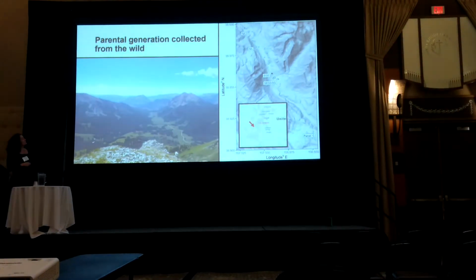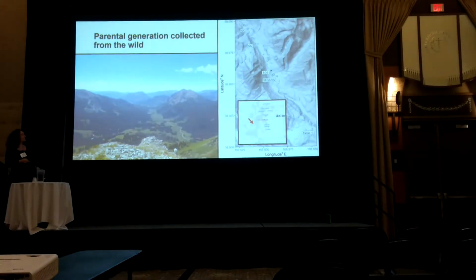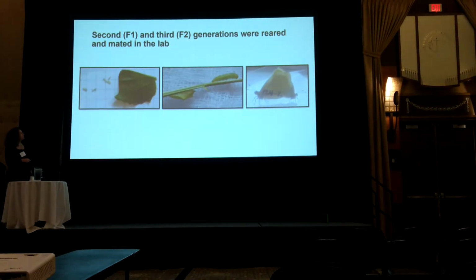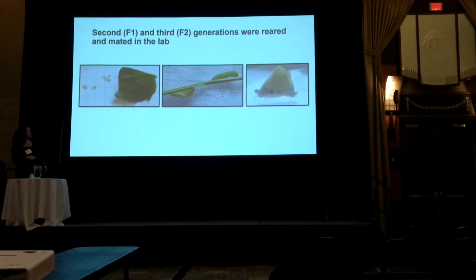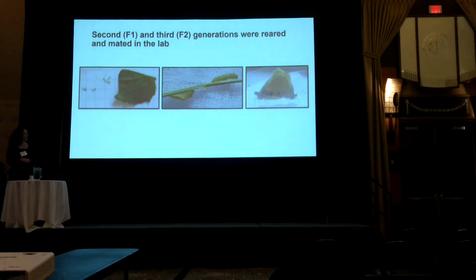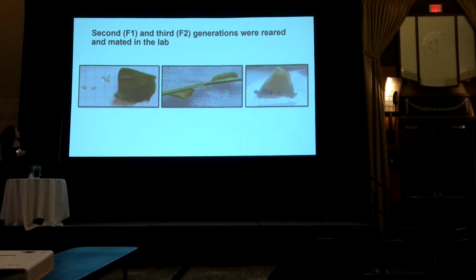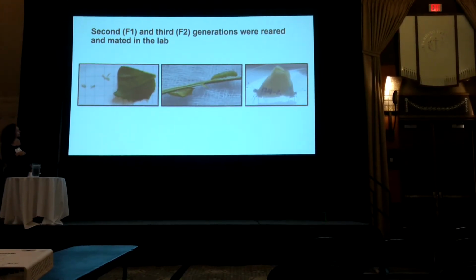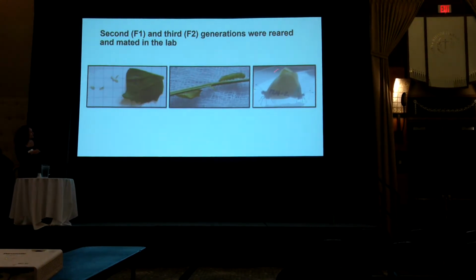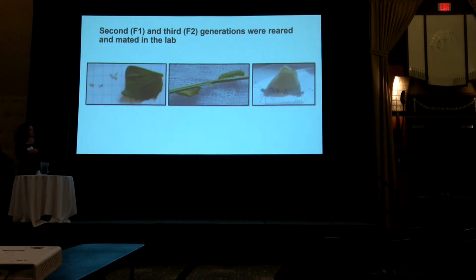We collected the parental generation from the wild, and we reared a second F1 and a third F2 generation in the lab. Here we can see some first instar larvae that just started feeding, a prepupa, a pupa, some mating butterflies.